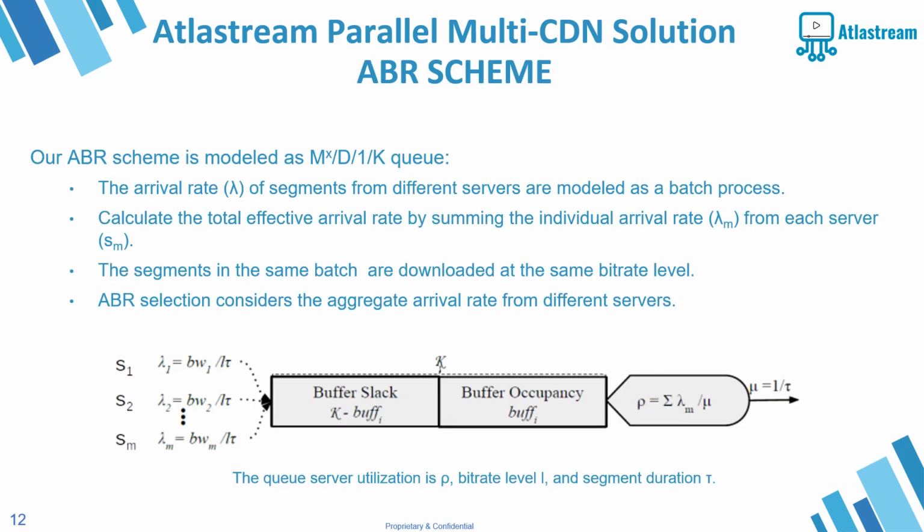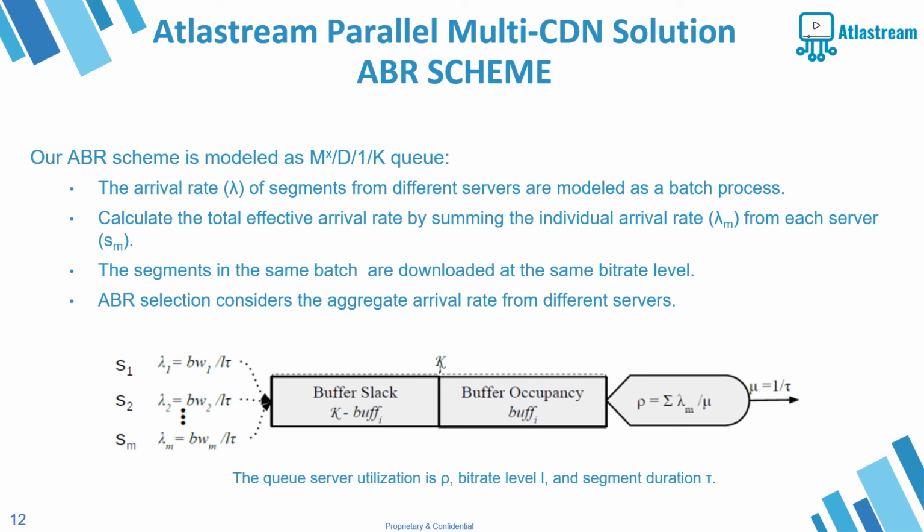So as I mentioned before, our solution uses queuing theory to select the best possible bitrate level while maintaining optimum buffer occupancy level, subject to download throughput from different servers, available ABR ladder, current buffer occupancy, and total buffer capacity, for maximizing the quality of experience. Therefore, as depicted in this figure, the ABR works as follows.